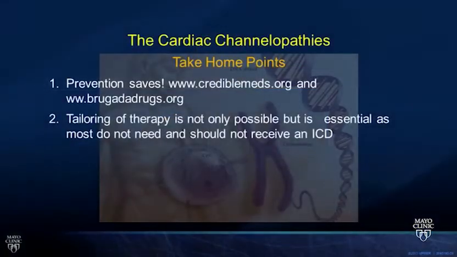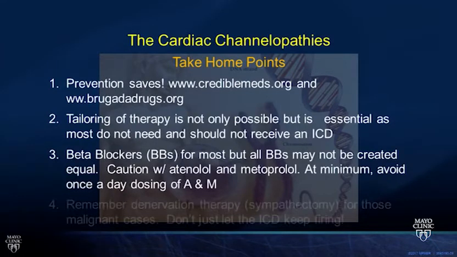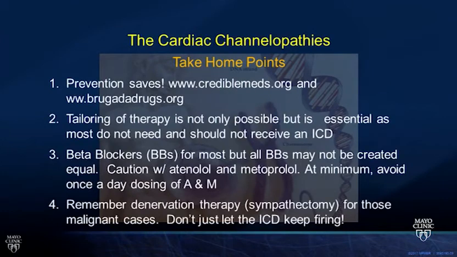Second, tailoring of therapy is not only possible, but it's essential, as most do not need and should not receive an ICD. Third, beta blockers for most, but they may not be equal. Not a fair question for the boards because there is no randomized study, but in your practice, be very cautious. Don't use atenolol or metoprolol for the long QT patient. And then finally, remember denervation therapy for those difficult to control cases. Don't just let their ICD keep firing.